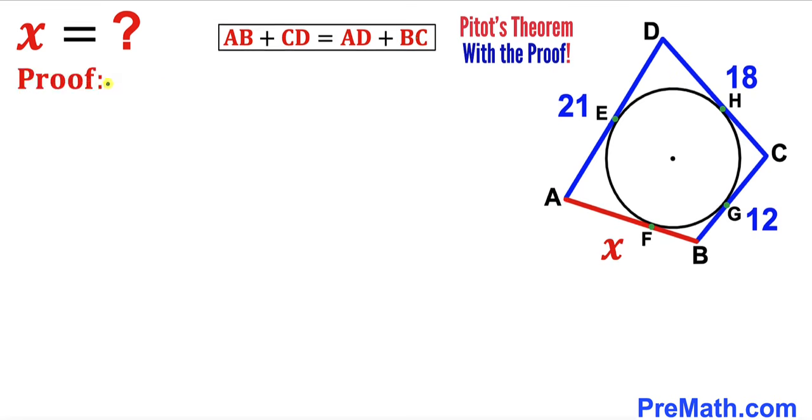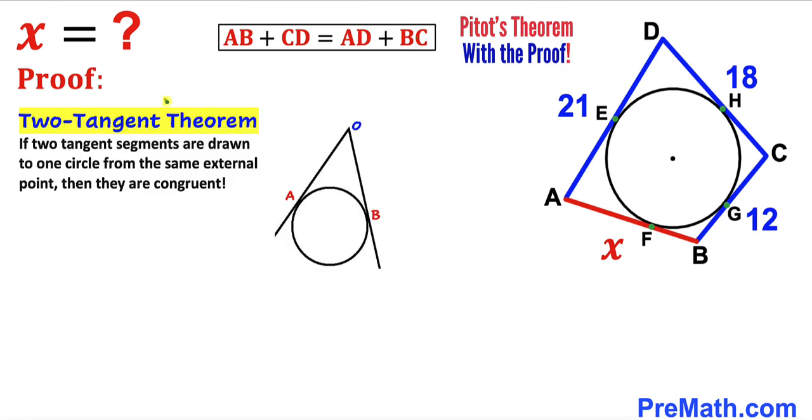And now in this next step, I am going to show you the proof of this Pitot's theorem. Let's recall the two tangents theorem. According to this theorem, if two tangent segments are drawn to one circle from the same external point, then they are congruent, as you can see in this diagram. Here we can see that these two segments OA and OB are congruent to each other.